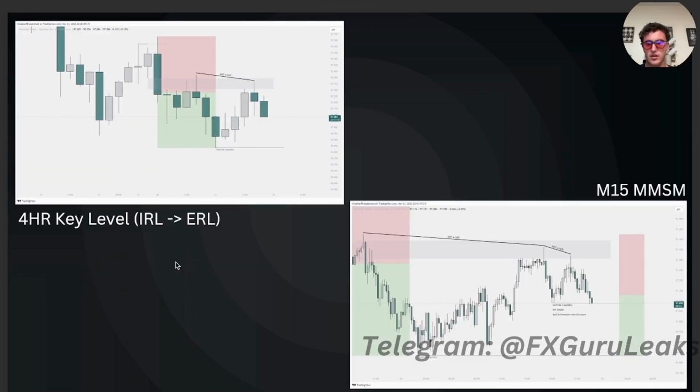The 4-hour key level internal range liquidity pool to an M15 market maker sell model. We have a 4-hour bearish fair value gap that we tag, create SMT divergence inside of it, and then we can drop to our aligned time frame, the M15, and look for short positions to resting lows, as you can see here, off of that 4-hour gap.